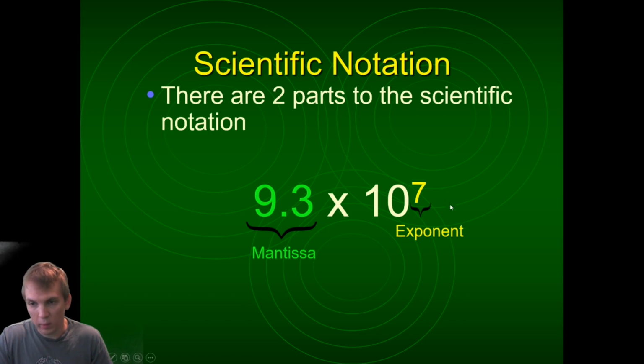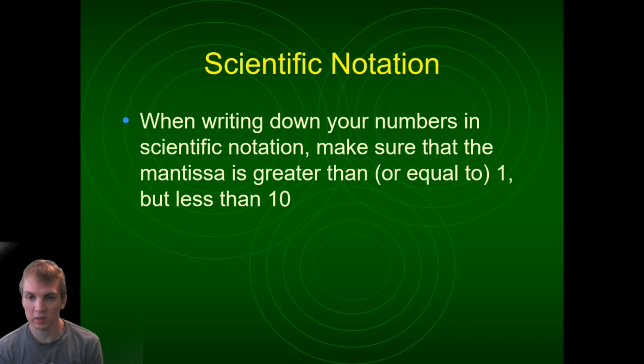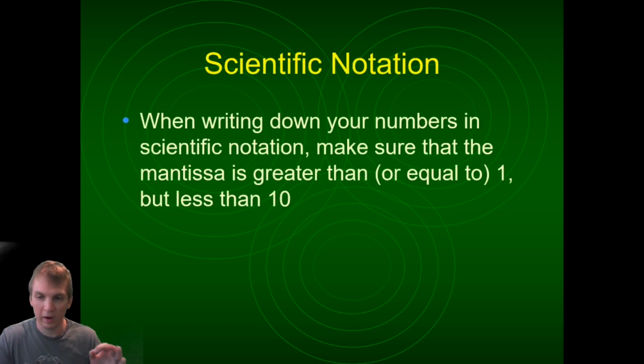So there's two parts that always change, but the times 10 always remains the same. That's going to be the part of the scientific notation that is going to be the same. The mantissa and the exponent might change depending on what big or small number you're dealing with initially. So when you're writing down your numbers in scientific notation, you have to make sure that that mantissa is greater than or equal to 1, but less than 10. Okay? This is very key when changing numbers from standard notation to scientific notation. The mantissa has to be between 1 and 10.